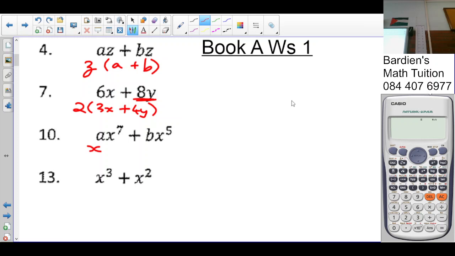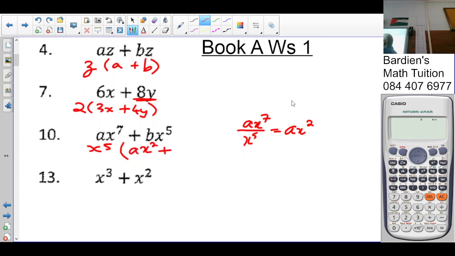X to the exponent 7. How do we get 7? 5. X to the exponent 5 is the highest common factor in both. X to the power 5 can be divided into both without remaining. You understand? So we say it's A x to the exponent 7 divided by x to the 5. What is that going to give us? Ax squared. You all agree with that?